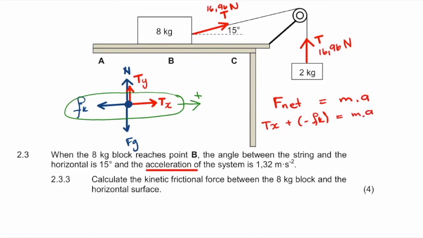And when we substitute that, that is 16,96 times cos of 15 minus the frictional force that we're looking for, and that will be equal to 8 times 1,32. And then we just have to solve for that kinetic friction, and you end up with 5,82 Newton.